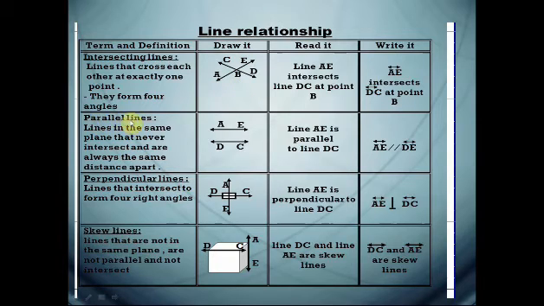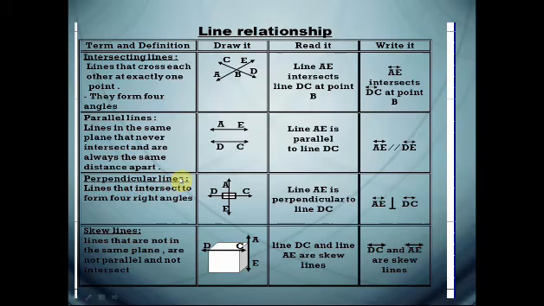The second relationship, parallel lines. Parallel lines are 2 lines in the same plane and they never intersect. Like here, line AE and line DC, they never intersect. For that, they are called parallel, and this symbol represents parallel.